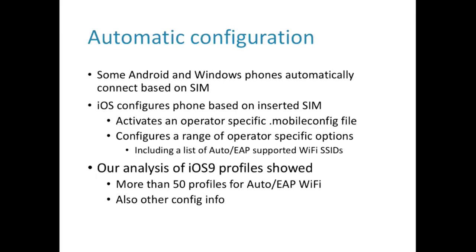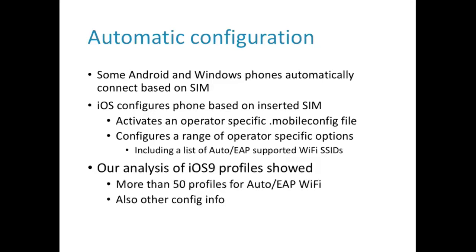Automatic configuration is set up on a number of Android and Windows phones, because if you look at some of the web pages for these operator offerings, they say certain brands of phones are supported, and it includes Windows, Android, and iOS. We've had a closer look at iOS. iOS also configures the phones based upon the inserted SIM, and it activates an operator-specific .mobileconfig file, and that configures the device, depending on what SIM is in there, to have a bunch of pre-configured auto Wi-Fi lists.